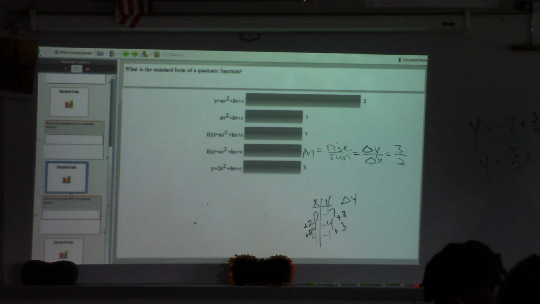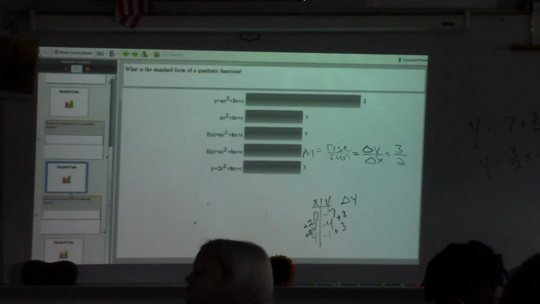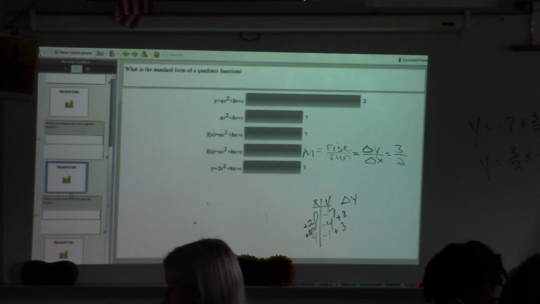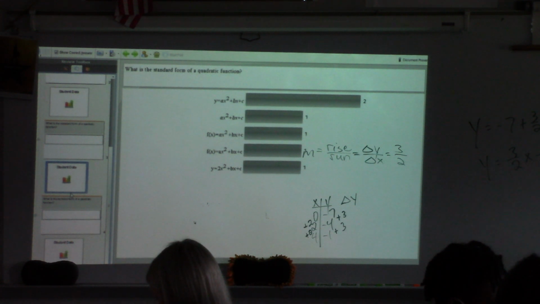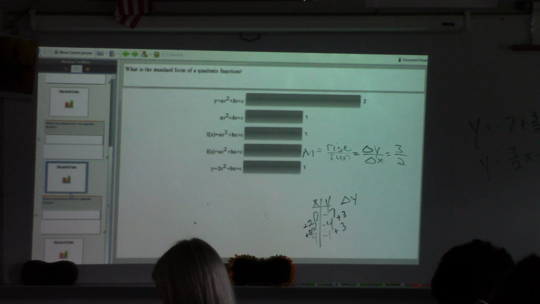And you need to know that A is again defining the what? Concavity. A is constantly defining our concavity. What is defining the y-intercept? The C. And KJ, what do we know about the y-intercept every time? The y or the x? The y-intercept. What do we know about the y-intercept every single time?